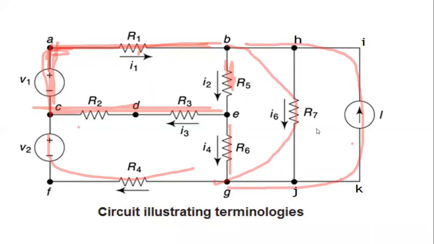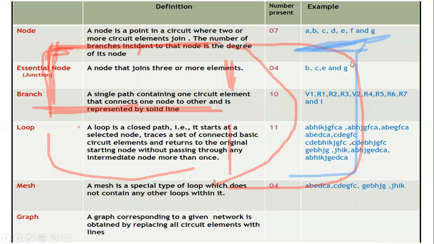See carefully that this is not a branch. This whole is a branch. You can see it is written here. So all these, V1, R1, all those are branches.